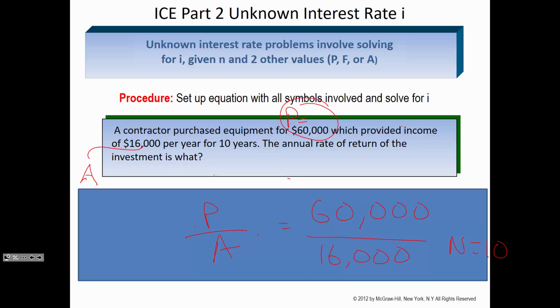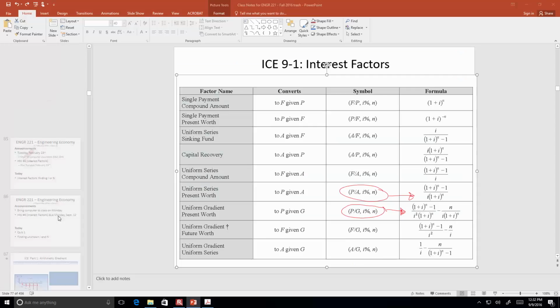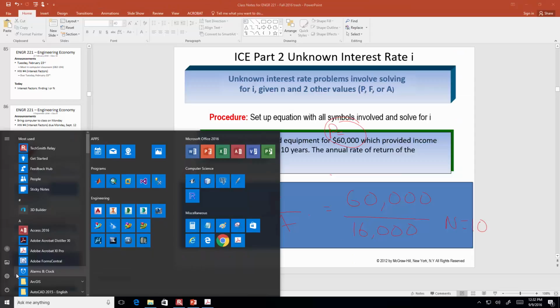So what you could do is you could go to the back of the book and go through all of the tables and find the column that says P to A, solve this, 60 divided by 16, get the ratio, and try and find where in the tables for the row of n equals 10 you find that ratio. And that would work if it's an exact solution, if it's right on the money, 6%, 8%, or so on. But more easily, we can set it up as a spreadsheet in Excel.